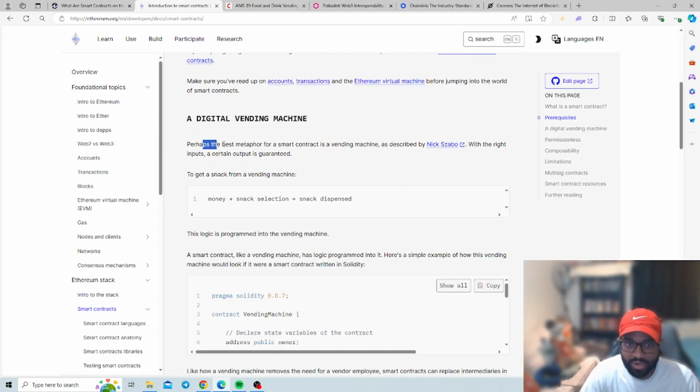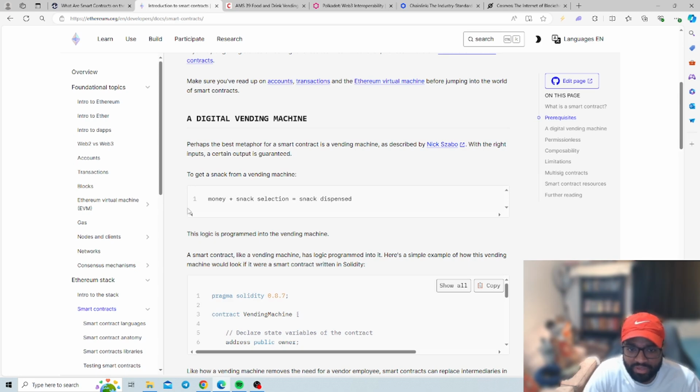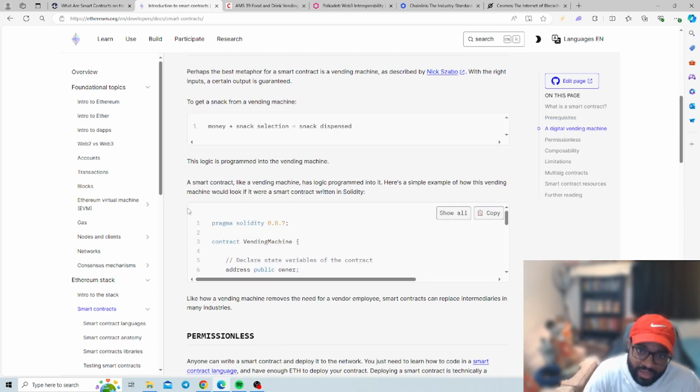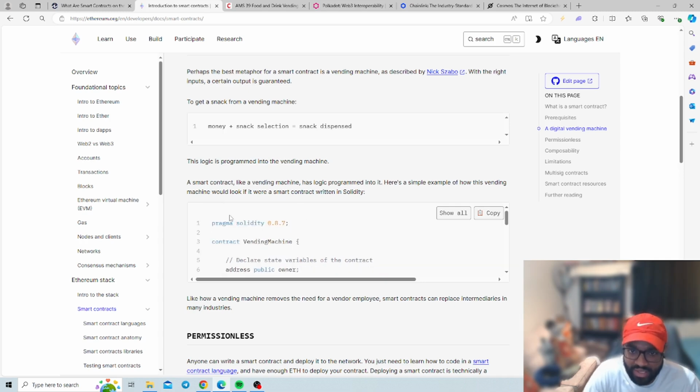So perhaps the best metaphor for a smart contract is a vending machine. To get a snack from a vending machine, money plus snack equals snack dispensed. So the logic is programmed into the vending machine. A smart contract, like a vending machine, has logic programmed into it. Here's a simple example of how this vending machine would look if it was written as a smart contract in Solidity.